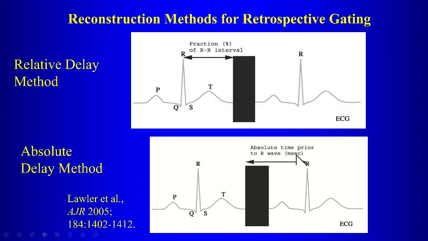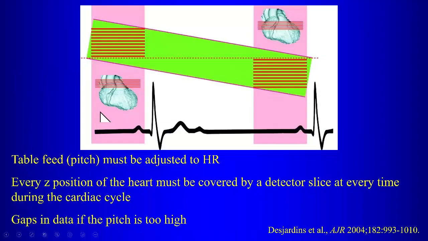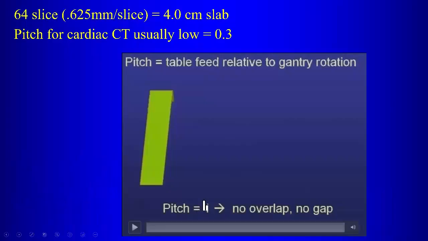There's another way to do it actually, using absolute milliseconds between R waves, but usually we do it as a percentage, okay? Now, if you're doing it as a retrospective gated scan and acquiring it helically, then the pitch has to be adjusted to the heart rate to make sure that you scan all parts of the heart correctly. Fortunately, all of that is done by the computer itself, so it's not something that you need to worry about, okay? Because there can be gaps in the data if your pitch is too high.